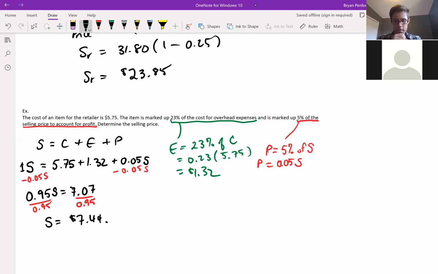But the nice thing is you can kind of maneuver that around and actually make it work, right? So what we ended up doing was saying, okay, well, the cost plus the markup for expenses is $7.07. That should be 95% of the selling price. So that's what I've said here, highlighted, right? So we're going to say $7.07 is 95% of the selling price. So 100% of the selling price should be $7.44.